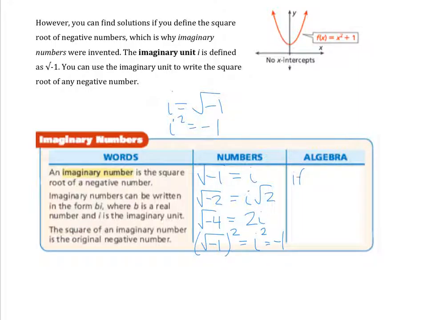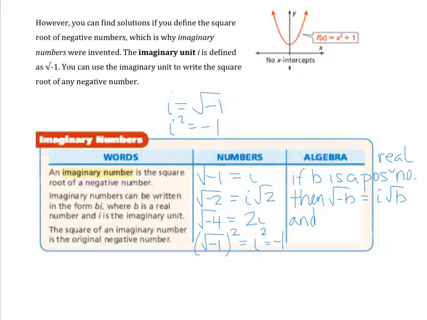So in algebra, if b is a positive real number, then the square root of -b is i root b, and the square root of -b squared is bi, and the square root of -b quantity squared is -b.